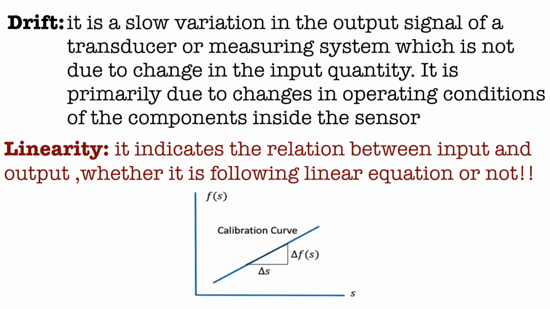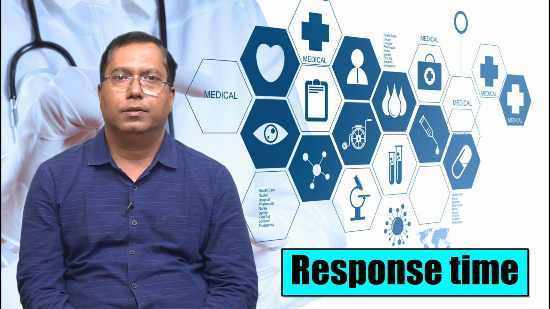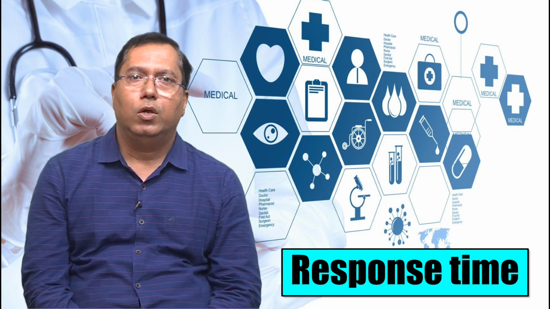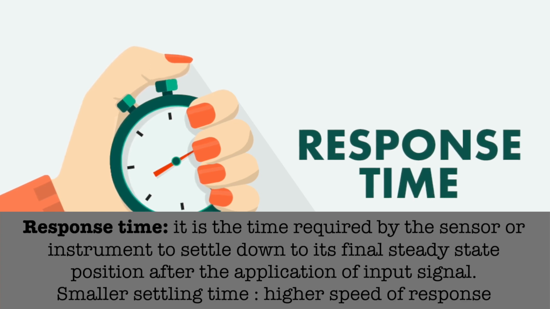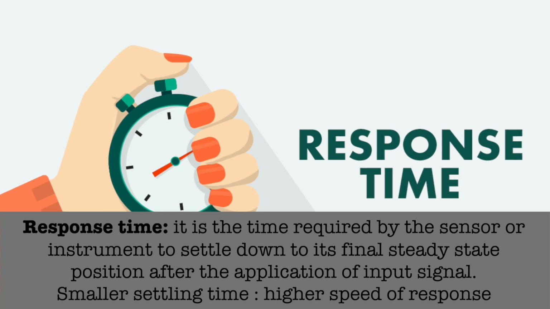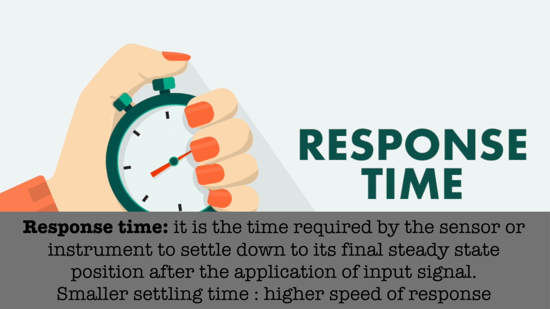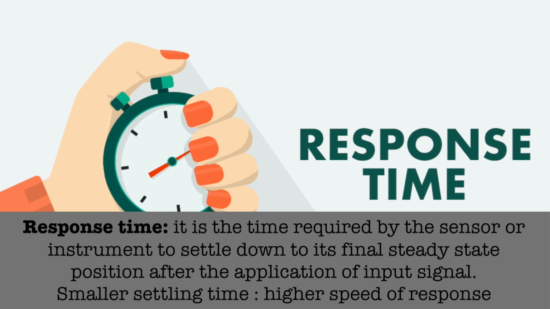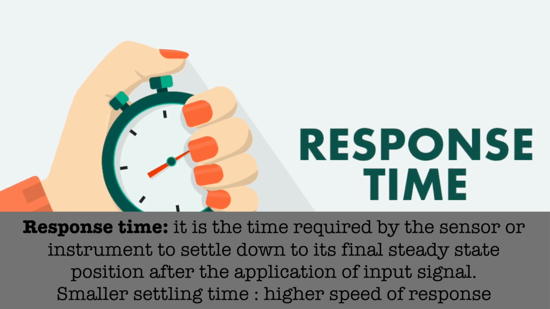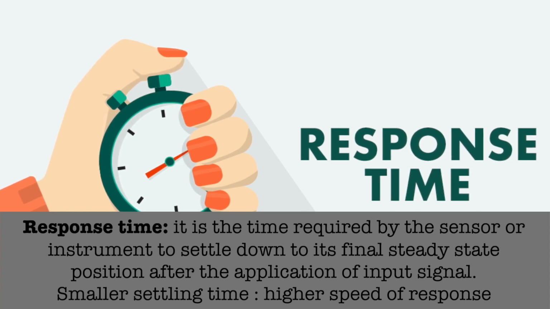So we want our sensor to show linear characteristics. Another characteristic is response time. Basically it is a dynamic characteristic, it changes with time. It is the time required by the sensor or instrument to settle down to its final steady state position after the application of an input signal. So a smaller settling time represents a higher speed of response. So we want our sensor to have a smaller settling time so that it can respond quickly.